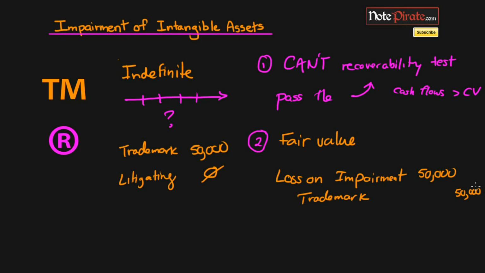$50,000 as well. So just remember that for finite or limited life, you first do the recoverability test, then you adjust it to its fair value. And for indefinite, you never use the recoverability test, since it almost always will pass it, and then we'll never have to impair it. So both types of intangible assets can become impaired, and that's exactly how you would handle it.